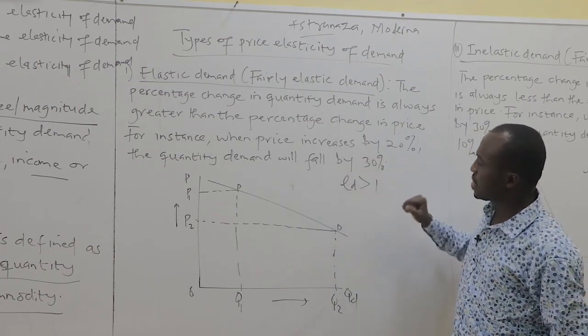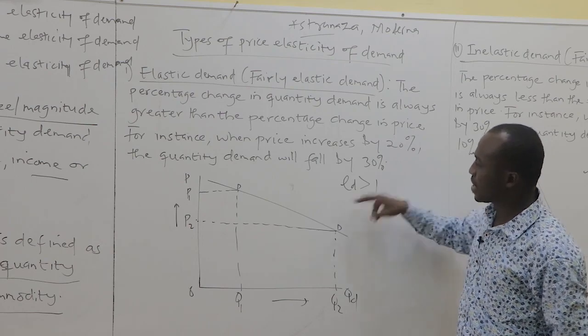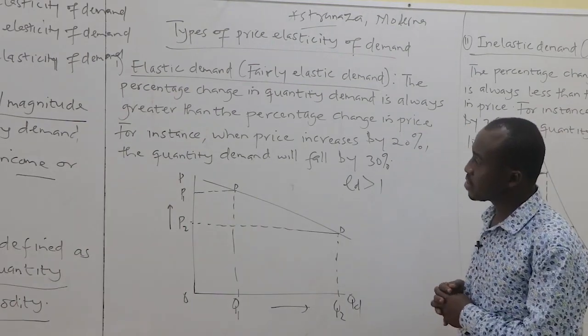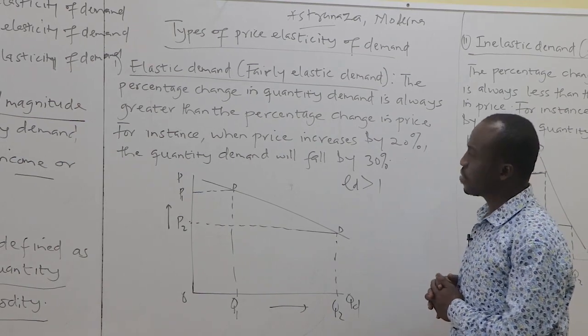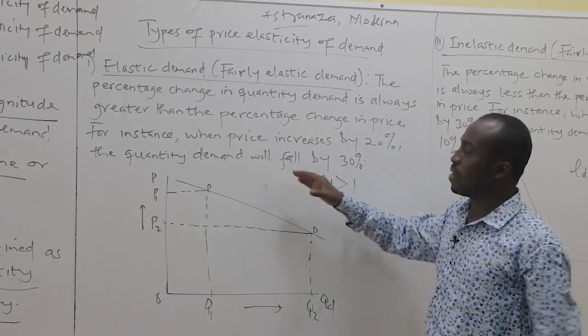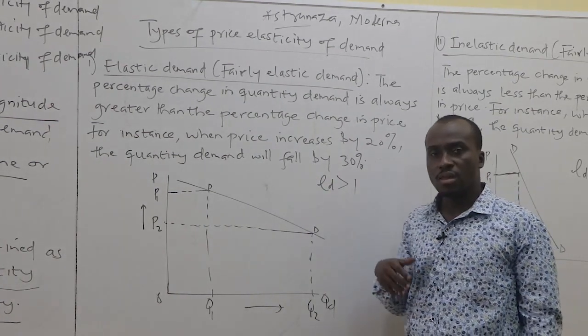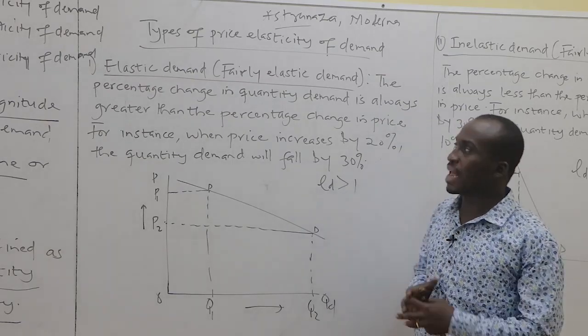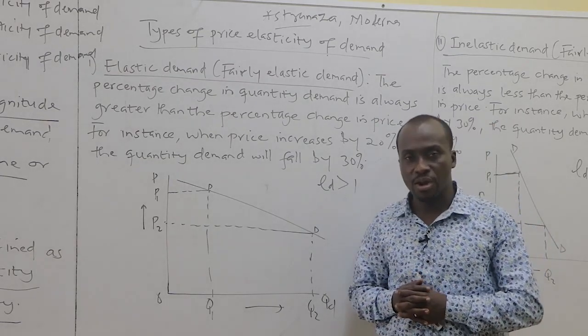With elastic demand, the elasticity is always greater than 1. For instance, when the price increases by 20%, the quantity demanded will fall by 30%. That means the commodity is very sensitive to changes in price.